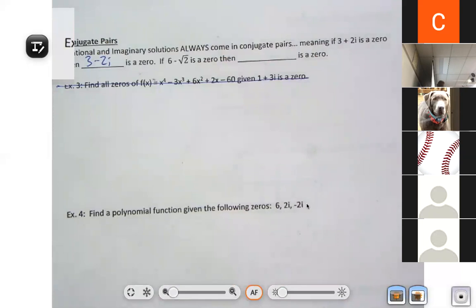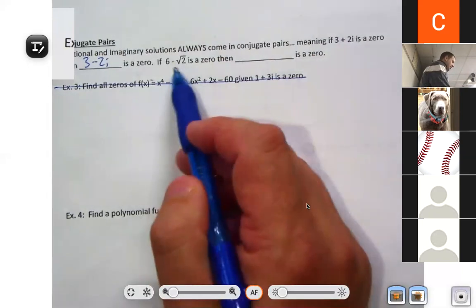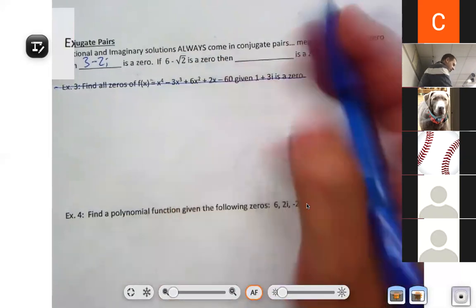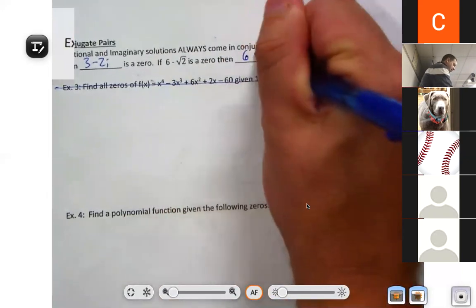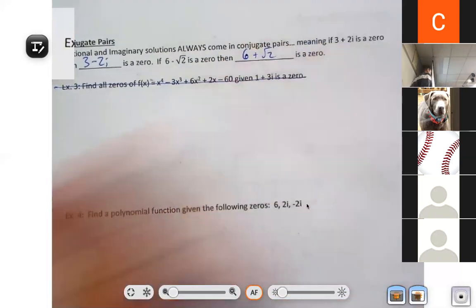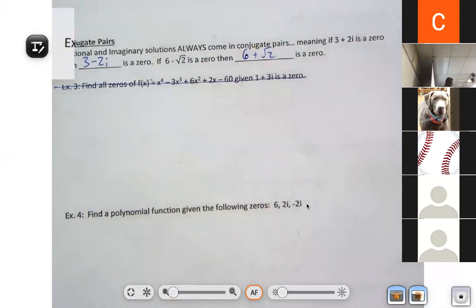Same thing goes with the irrational answers. If you know 6 minus the square root of 2 is an answer, then 100% 6 plus square root of 2 also has to be an answer. I do have students that will know that, and then they'll actually think, well, that means if 5 is an answer, then -5 is an answer. And that's not true. This is only for imaginary and irrational numbers.